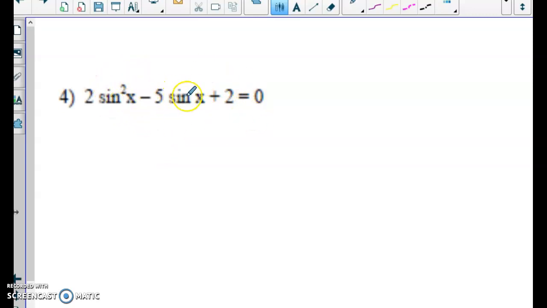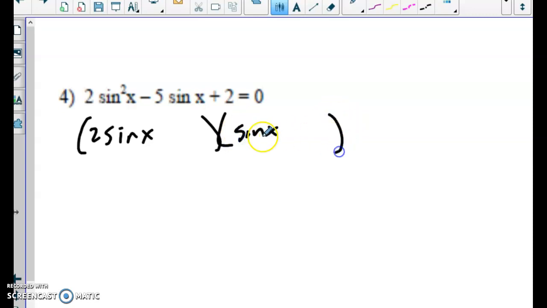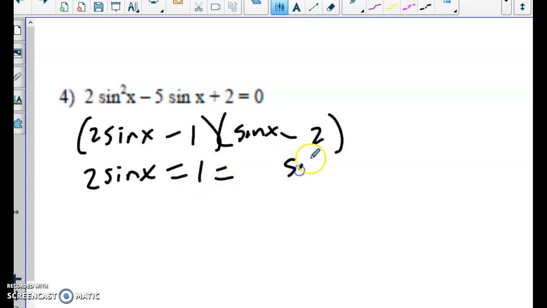Here it looks like a trinomial, and when I factor it, I get 2 sine x and sine of x, and I'm going to have a 2 here and a 1 here, and they both have to be negative. Outside, outside gives me -4, inside, inside gives me -1, and that makes -5. So I'm going to set both of these equal to 0.